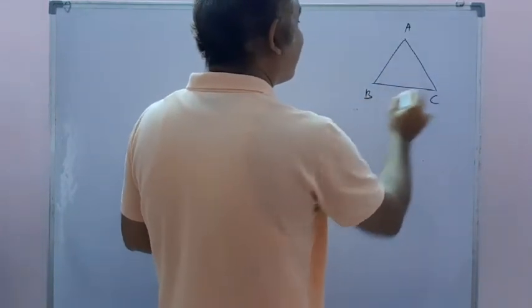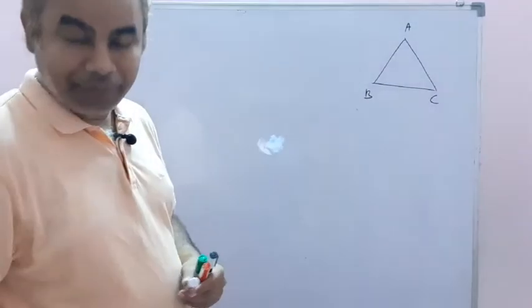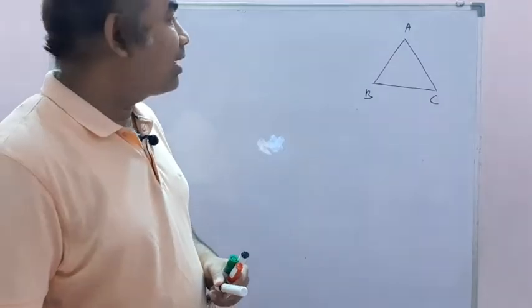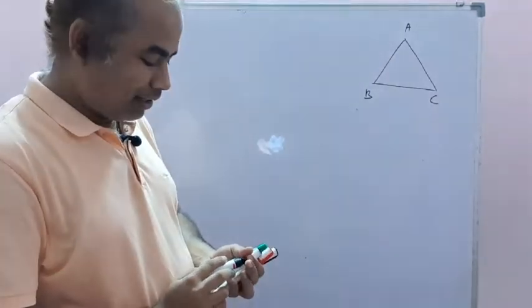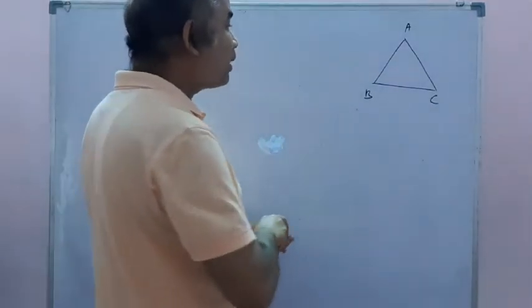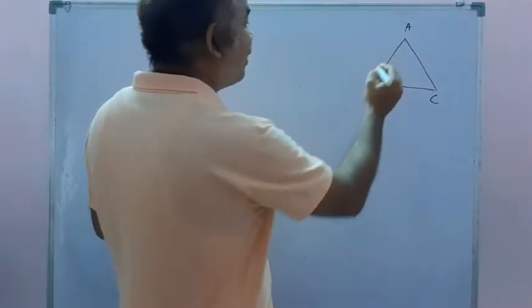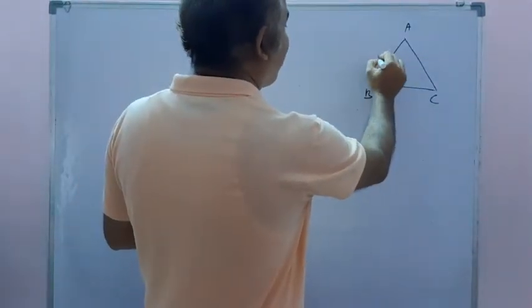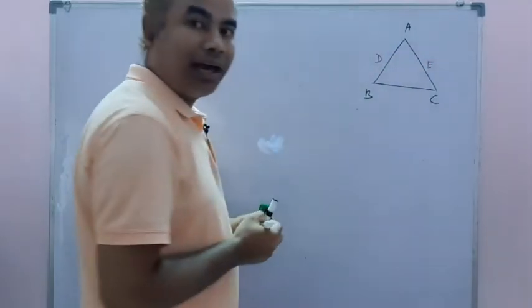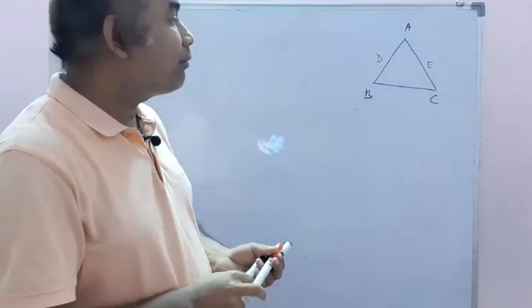ABC is a triangle. As you know, it has three sides: AB, BC, AC. Out of these three sides, let us take the AB side and the AC side, and we consider the midpoints of AB and AC. In AB, the midpoint is D. In AC, the midpoint is E. D and E are midpoints of AB and AC.